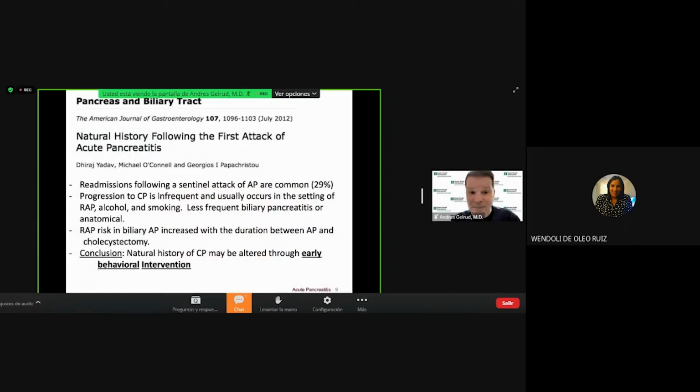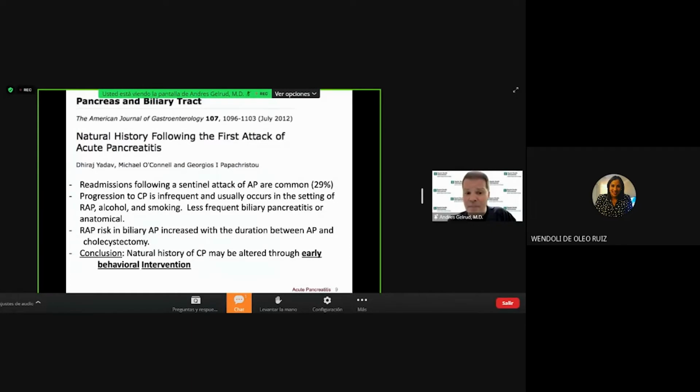So moving along with the same study, what was interesting from this study is that approximately 30% of the patients are going to be readmitted after the first episode. There's also progression to chronic pancreatitis, but it's very rare. Who are the patients that tend to progress into chronic pancreatitis? Those are the patients with recurrent acute pancreatitis, the patients that are alcoholics and continue to drink, or the smokers. And very, very rare, the biliary pancreatitis or the patients that had anatomical malformations like pancreas divisum.